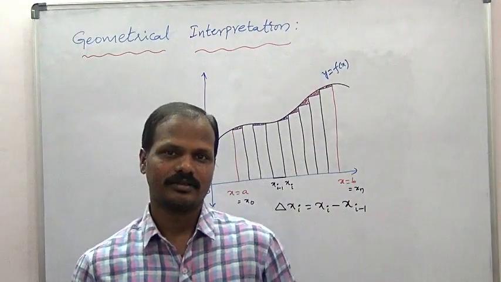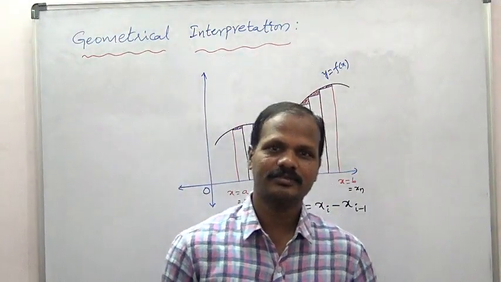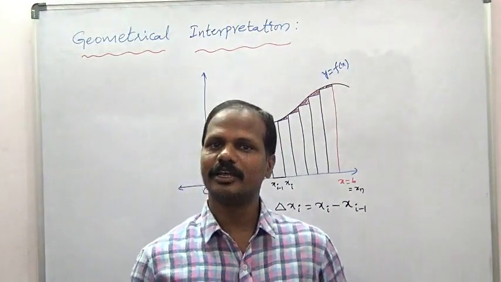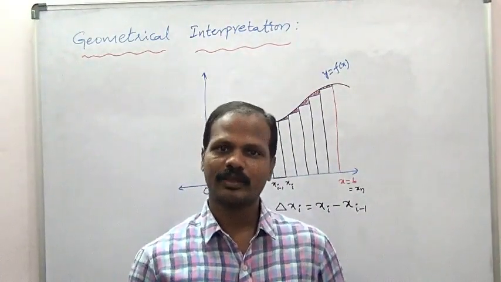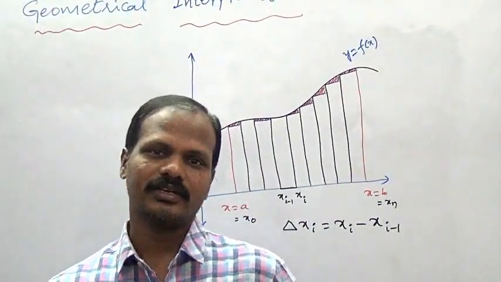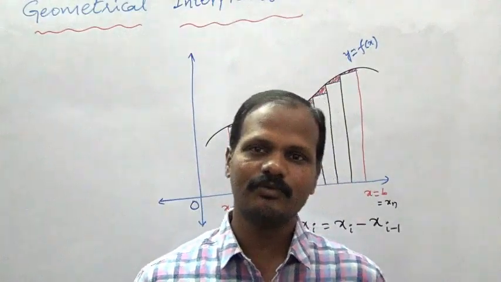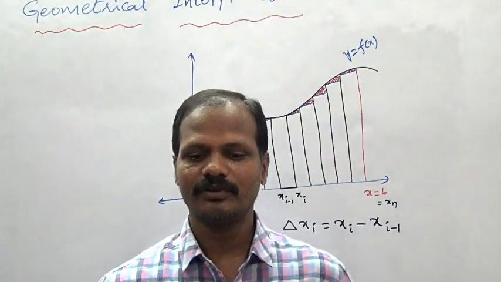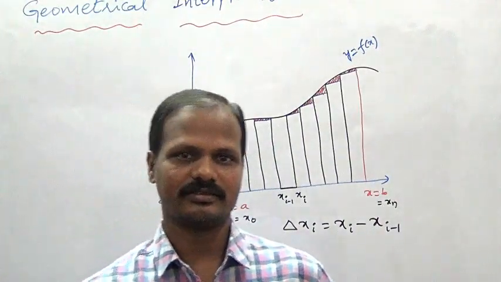Okay. So now we discussed the fundamental theorem of integral calculus, which is integral a to b f of x dx equal to f of b minus f of a. So actually, what is the geometrical interpretation of this definite integral? What does it mean?